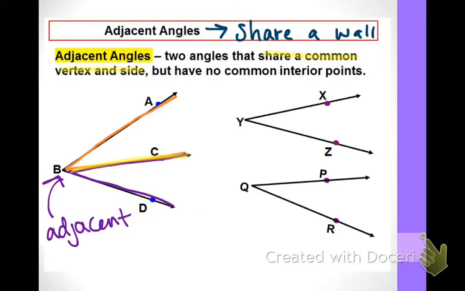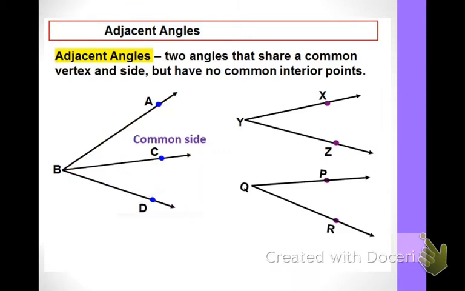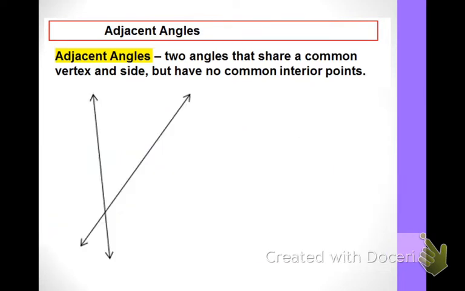So this second set, do they share a wall? No. Do they share a vertex? They don't share anything, right? So this would be called non-adjacent. So go ahead and write that under this one. Non-adjacent. So when they do not share a wall, when they're not connected, non-adjacent. We've got adjacent, we've got non-adjacent. I'll show you in this example. There's your common vertex, there's your common side.